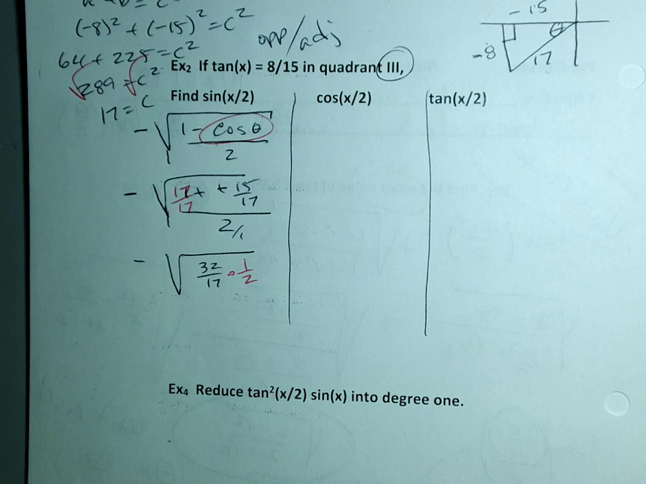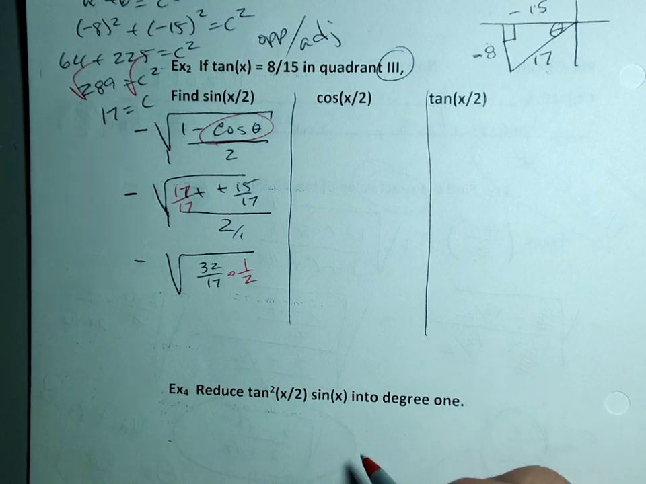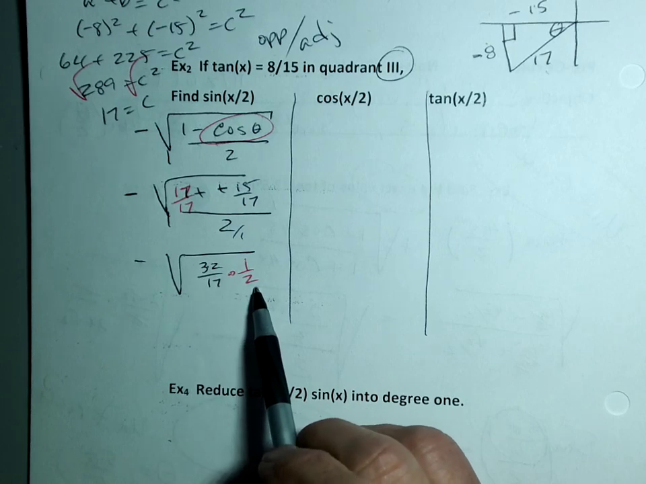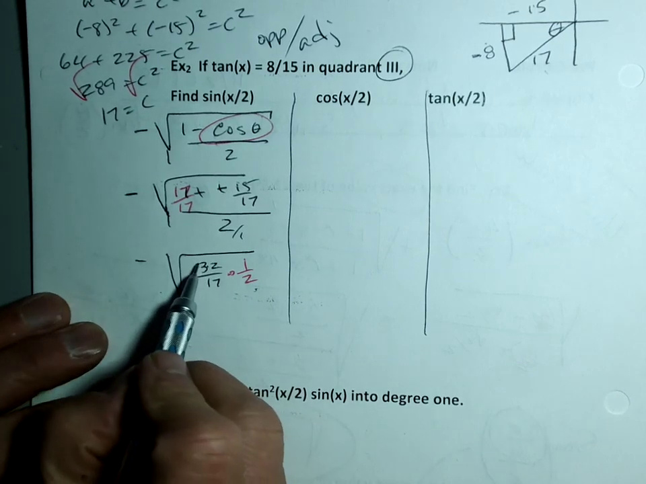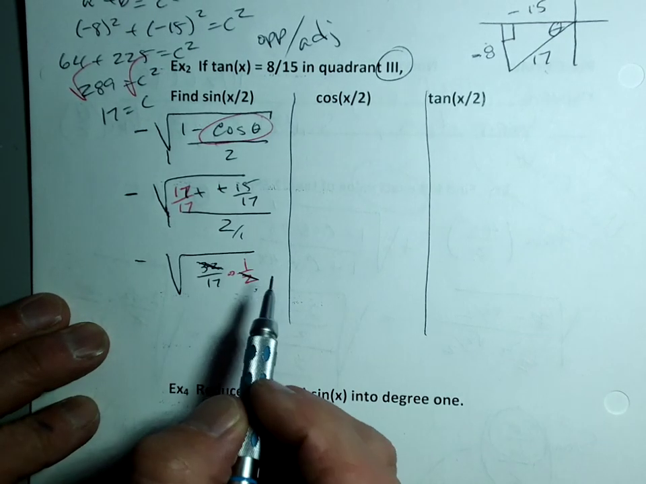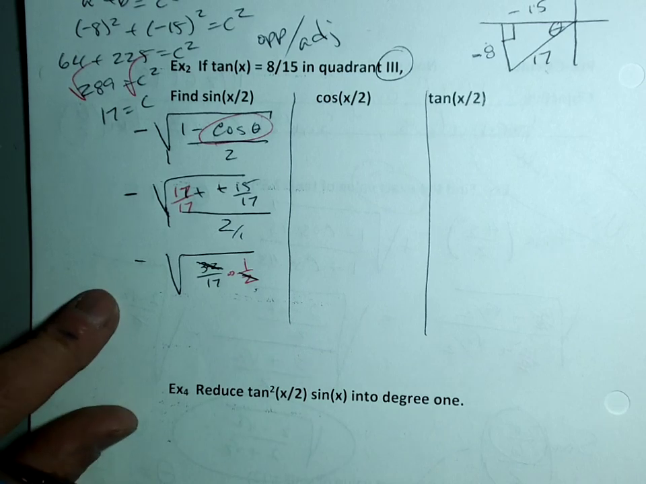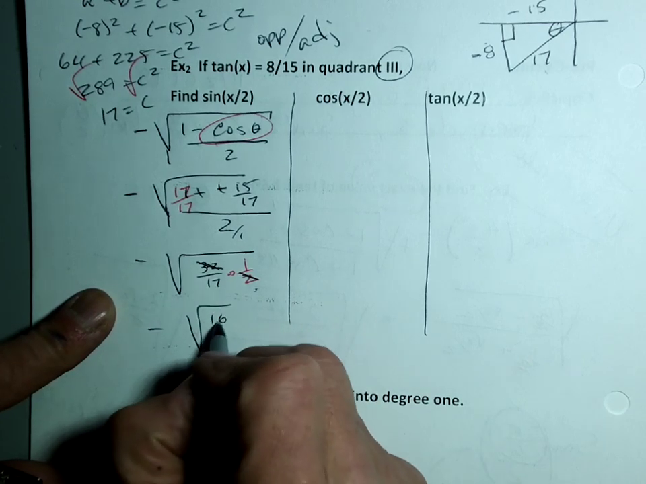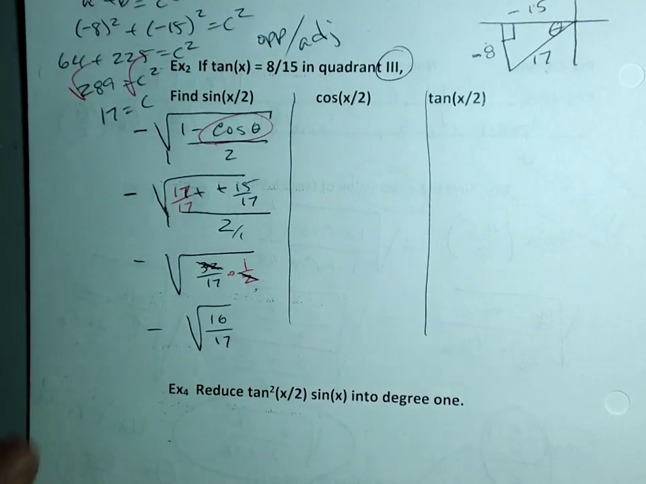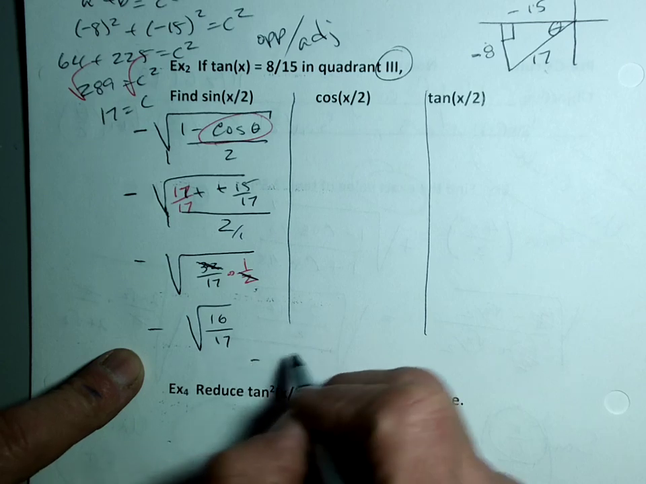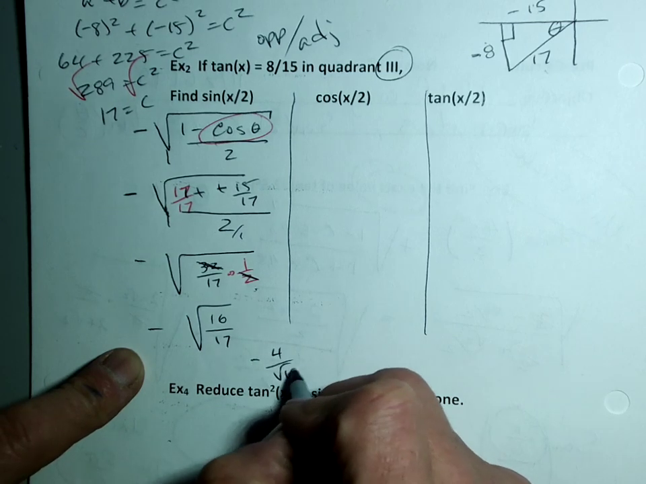You're doing good. Okay, so then, do you see anything? What do you see, Evan? You can turn the 32 into a 16. That's what I see also. So what Evan sees is you can cross reduce here and here. You guys see that cross reducing here and here? So you get a 16. So you get negative square root of 16 over 17, right? And then I can take the square root of 16, right? So then I get negative 4 over the square root of 17.